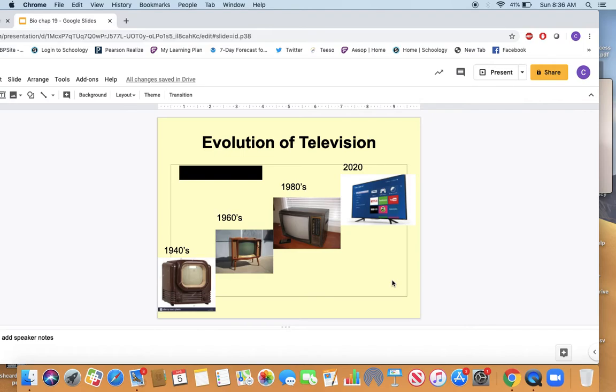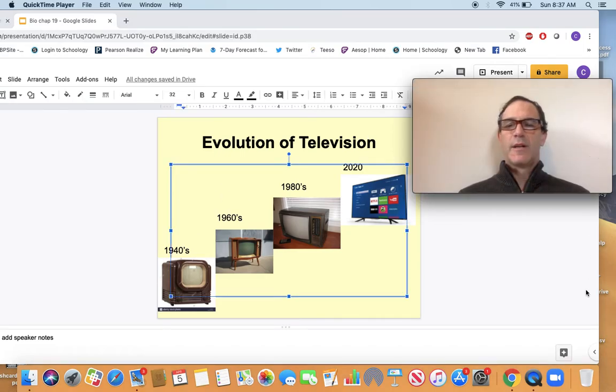Television, we could think. Television is another example that we could use for evolution. I tried to find some pictures of televisions from different decades and kind of drew a little cladogram here. So here's a 1940s television, black and white. By the time we get to the 1960s, we have color TV. So one of the derived characters we could have put in here is color, right?